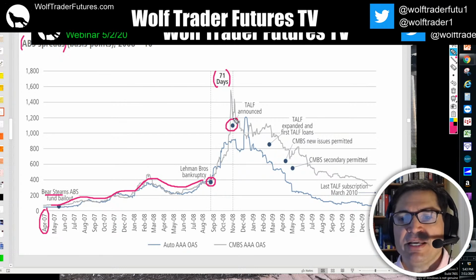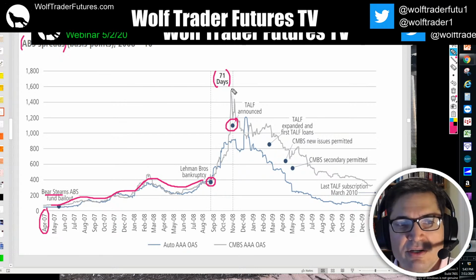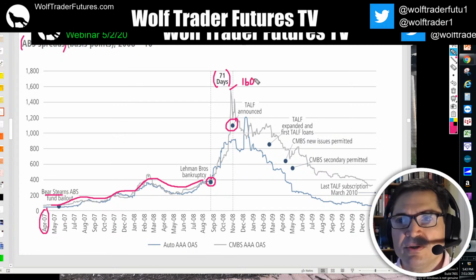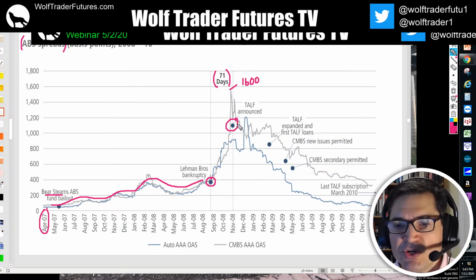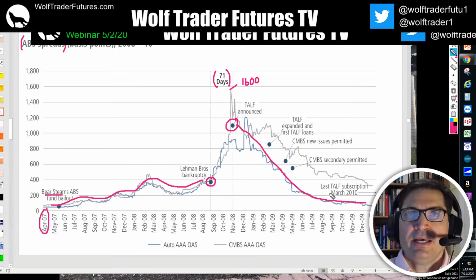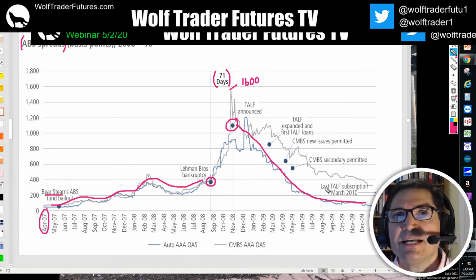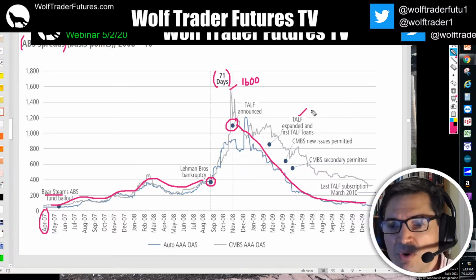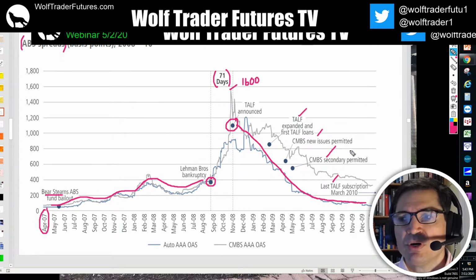This was in 2008. And then, I mean, look at the spread here. It was like 1,600 points here on the TALF. And then it took many, many months for the spread to get back down to 200 basis points. And so that's what happened on the first round here. And it took a long time. I mean, they had multiple rounds that they had to come in and ratchet this program up.